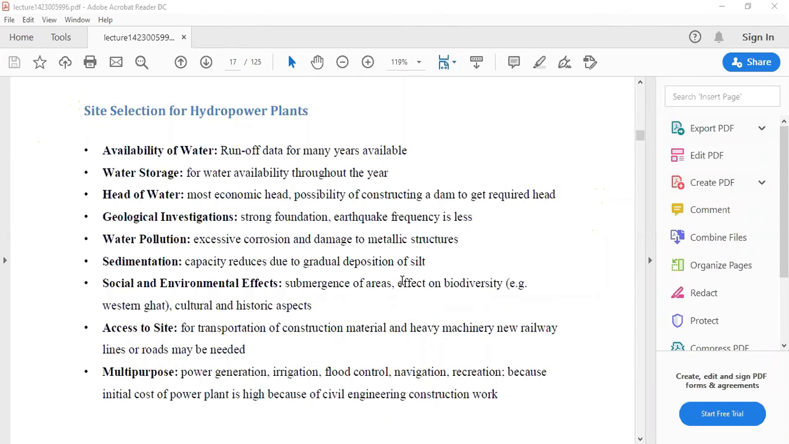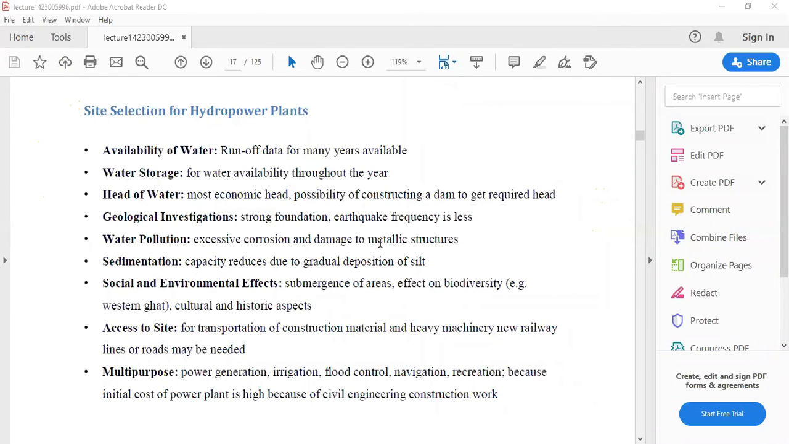So it needs to be considered how much area, how many villages, or how much populated area is affected due to the construction of the dam at a particular height. Then, as water is stored over a very large area, biodiversity is also affected. Especially in the Western Ghats, we have very diverse biodiversity in terms of animals, plants, species, and many more.